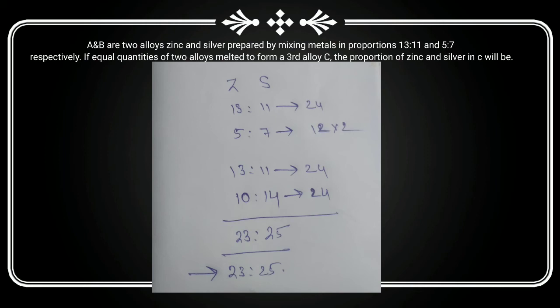So now in both the ratios, the parts are equal because 13 plus 11 equals 24 and 10 plus 14 equals 24. In both the ratios, the parts are equal. If the parts are equal, now directly add the ratios. So 13 plus 10 equals 23 and 14 plus 11 equals 25. Now the zinc and silver in the third alloy C will be 23:25.